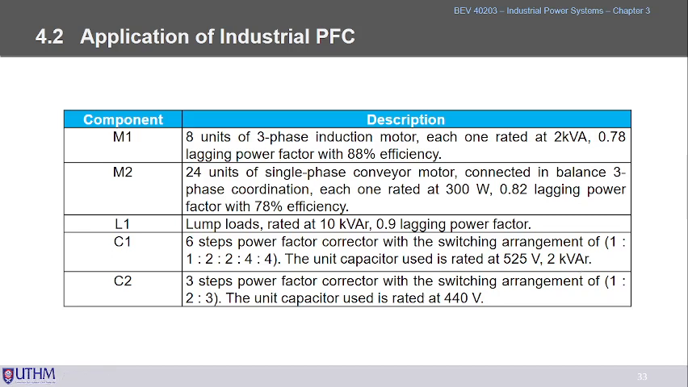Then the overall system power factor will become leading in that case. So that is what we, as engineers, need to consider. The C2 only has 3 steps of the power factor corrector: 1, 2, 3. Okay, so the unit capacitor we don't know. We only know it is rated at 440 volts.